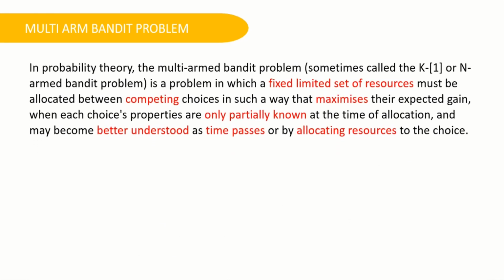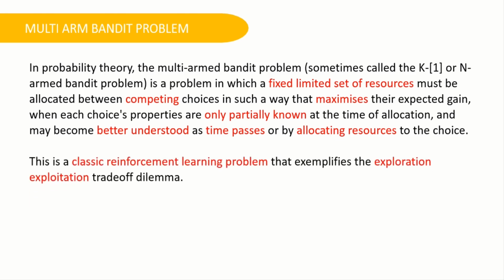Now let's understand the multi-arm bandit problem. In probability theory, the multi-arm bandit problem, sometimes also called the K-armed or N-armed bandit problem, is a problem in which a fixed limited set of resources must be allocated between competing choices in such a way that it maximizes their expected gain, when each choice's properties are only partly known at the time of allocation and may become better understood as time passes or by allocating resources to the choice. So this is a classic reinforcement learning problem that exemplifies the exploration and exploitation trade-off dilemma.